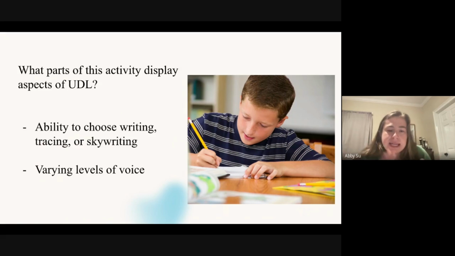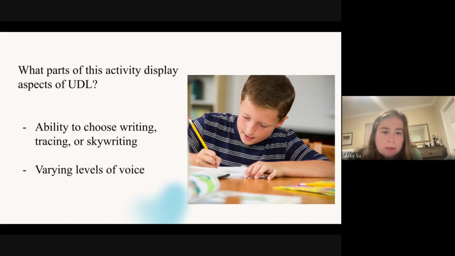The parts of this activity that I saw that had UDL was the ability to choose writing, tracing, or skywriting. And I say that with the potential because the way that it is now, it's outlined for them to do all of them. And then there's also, in terms of engaging the students, the different levels of voice, just to kind of keep them with the group, knowing that they're going to have to shift from out loud to whisper to silent.